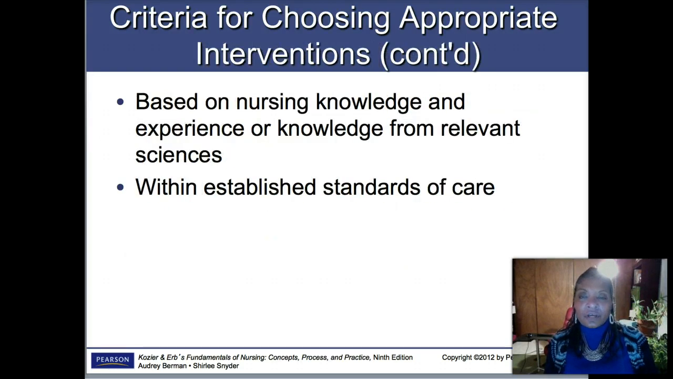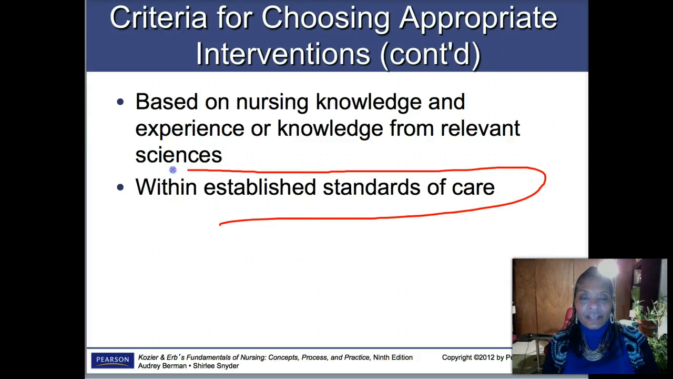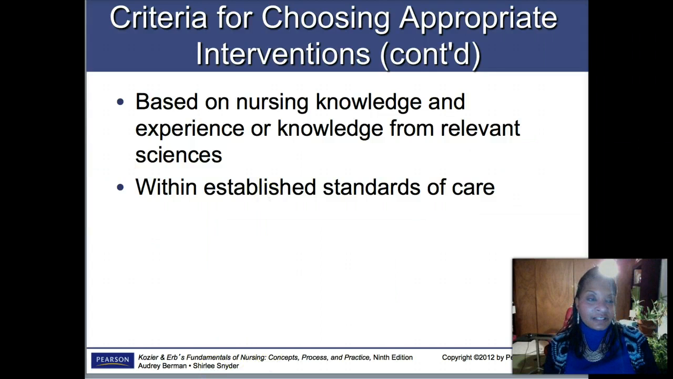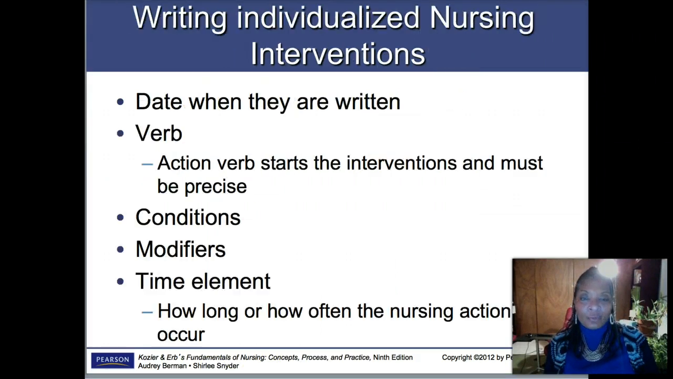You also should have your interventions based on your knowledge and expertise, and they always must fall into established standards of nursing care. We're always held to that. And that's why you have the NANDA book, your Sparks and Taylor, to help you identify appropriate interventions. Again, when you're writing a care plan, these are keys that you must have. You must have the date and time when it was written. You'll want to have your conditions and modifiers, pieces that we have gone over in class, and that we will go over again with our care plans.